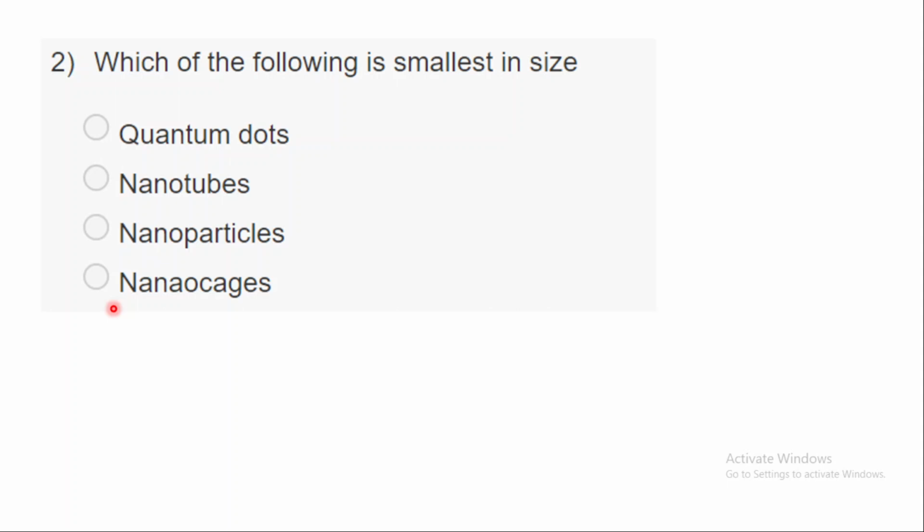Do not shy away. It's okay if your answer is wrong or if it's close. There won't be an issue. We will decode why the correct answer is the correct answer. Just try to answer. Which of the following do you think is smallest in size? Quantum dots, nanotubes, nanoparticles, and nanocages. I'll wait for a minute and see all the responses.